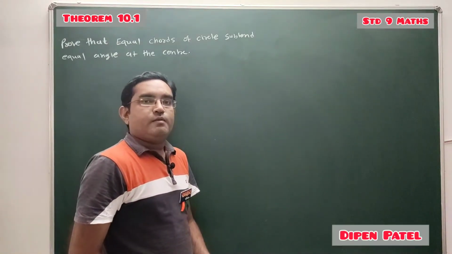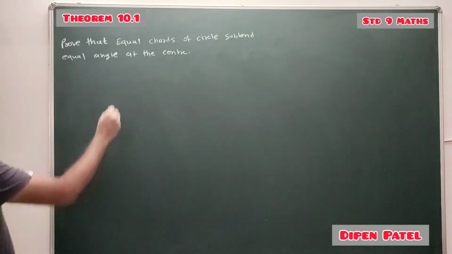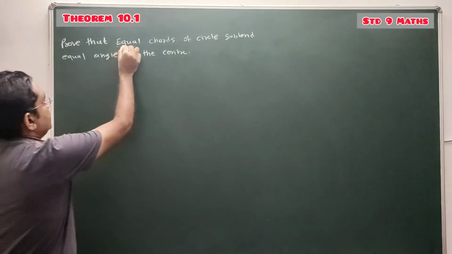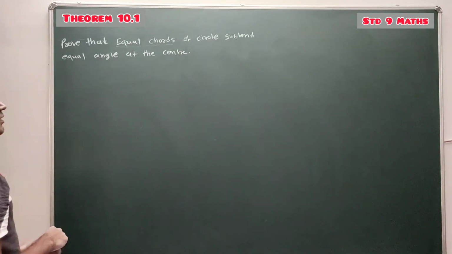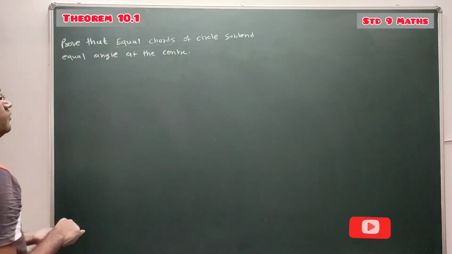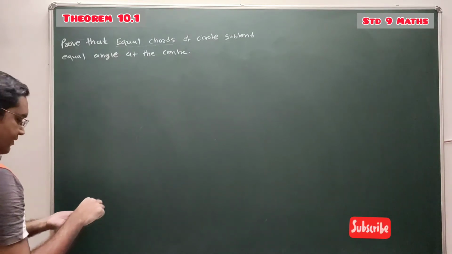Now we will prove theorem number 10.1. Here you have to prove: equal chords of a circle subtend equal angles at the center. Equal chords of a circle subtend equal angles at the center.